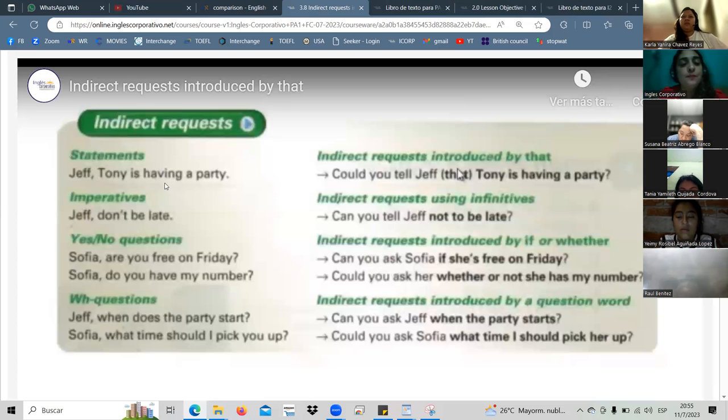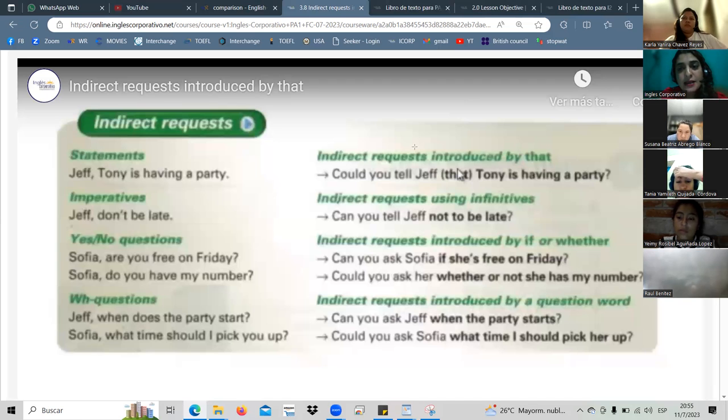Sure. Look, in this case, you have the statement that says Tony is having a party. But if you want to make the question, you can say, for example, is Tony having a party? That's the regular question, right? What's the order? We already know. If it's a simple present with the verb to be, we just switch the order when we make regular questions. But with indirect requests or indirect questions, we don't use the regular structure.